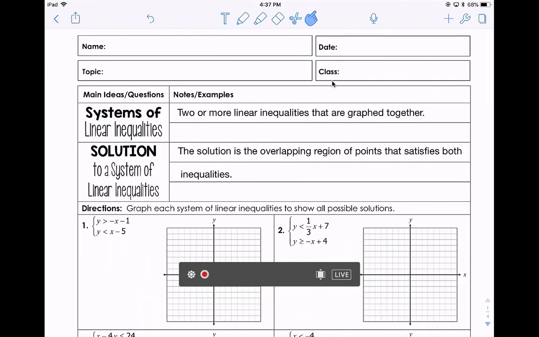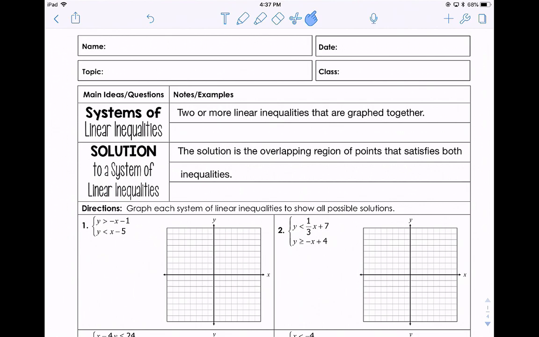Okay, so these notes are going to be about systems of linear inequalities. We actually have already done just regular linear inequalities, so today we're adding in a system of that. A system of linear inequalities is two or more linear inequalities that are graphed together.